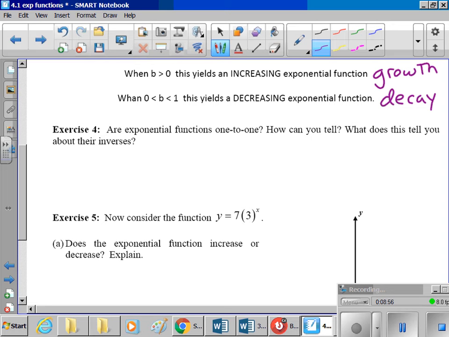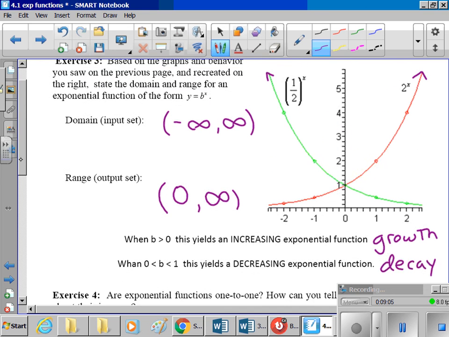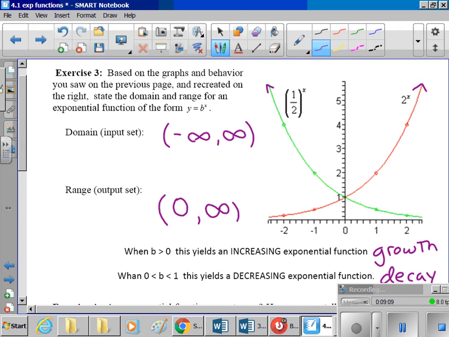Okay. So exercise 4 asks, are exponential functions 1 to 1? How can we tell? What does it tell you about their inverses? So if you recall, the way we test if a function is 1 to 1 is to use the horizontal line test. So I'm going to draw a horizontal line. And you can use your finger or a ruler or the edge of a piece of paper. And we're going to drag it up and down the green graph. We're going to see if it ever touches more than once. Once, once, once. And even as it gets really, really flat, it never touches more than once.